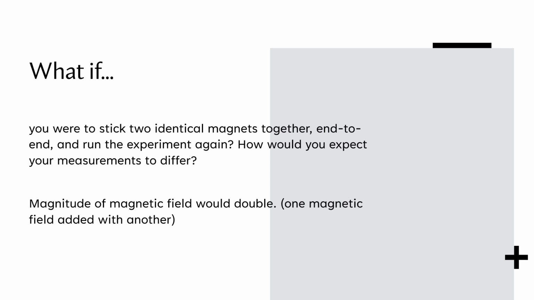The second what if question is: if you were to stick two identical magnets together end to end and run the experiment again, how would you expect your measurements to differ? Well, based on the superposition principle, it would have just been one magnetic field from one magnet plus another magnetic field from another magnet, which would have just doubled the magnitude of the magnetic field.